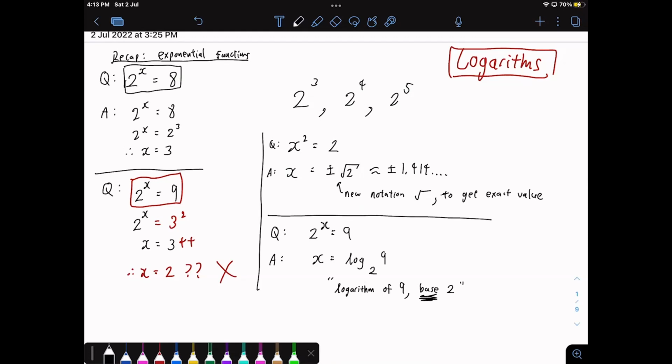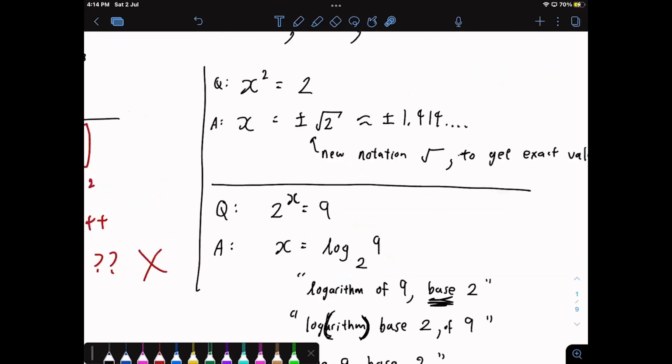Base 2. Or you can also call it logarithm, or more simply just log, because I'm lazy. Most people just call it log. Log base 2 of 9. Or you can also call it log 9 base 2. Is that clear? Okay. Clear. Wow. Interesting.